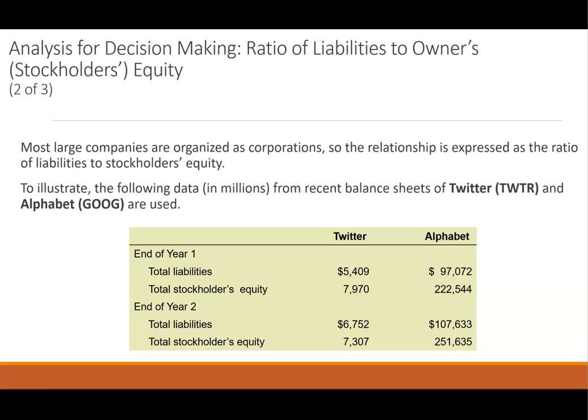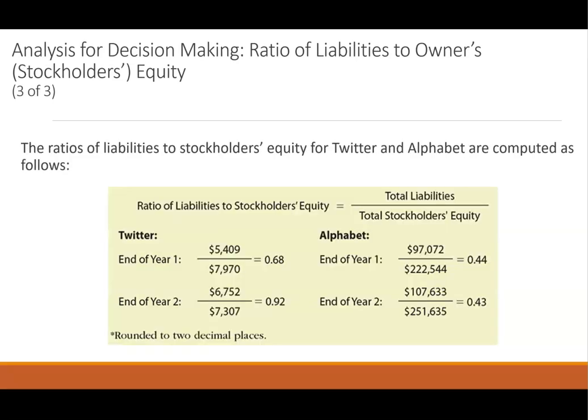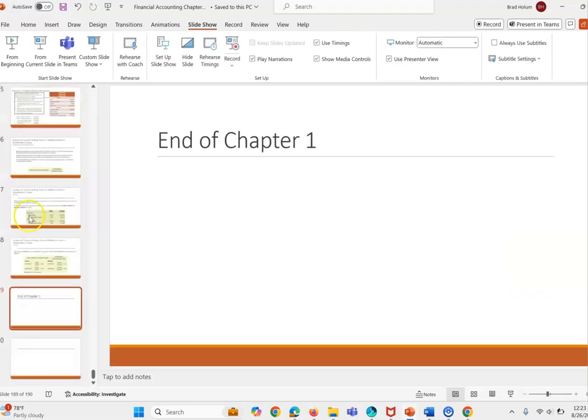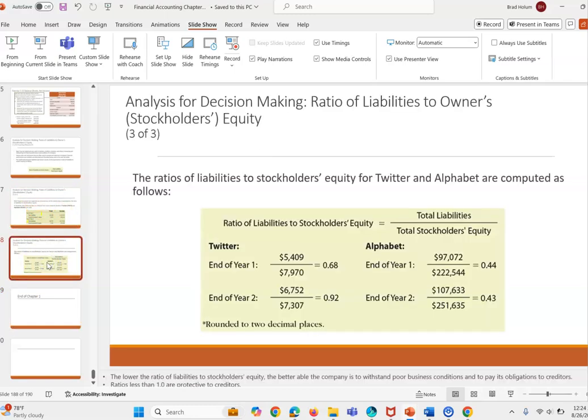Here we've got Twitter and we've got Alphabet. You see year one figures and year two figures. With Twitter, end of year one, their debt to equity was sitting at 0.46. And in year two, the debt to equity was sitting at 0.92. With Alphabet, it's much, much lower. So a higher number here means there's more debt to equity. So Alphabet has lower debt to equity. In the future, we'll get into what that means.